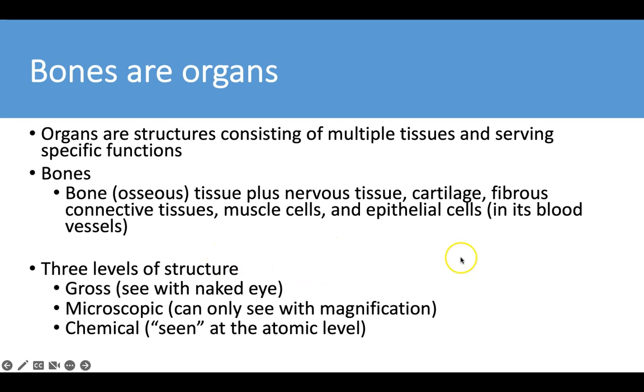And there are 3 levels of structure. We already looked a little bit at the gross structure of bone. This is what we can see with the naked eye. But you can also look at microscopic structure of bone as well as the chemical structure of bone.